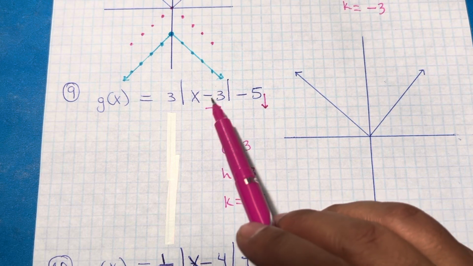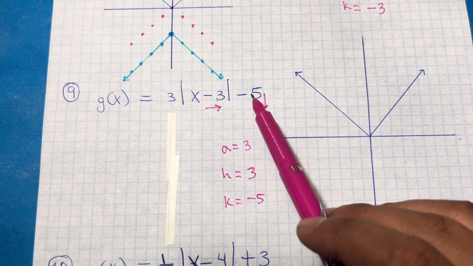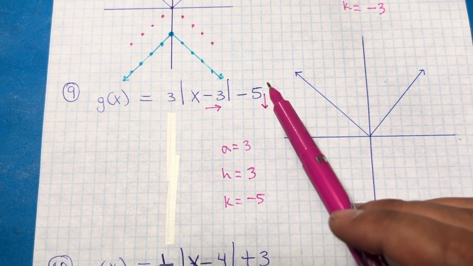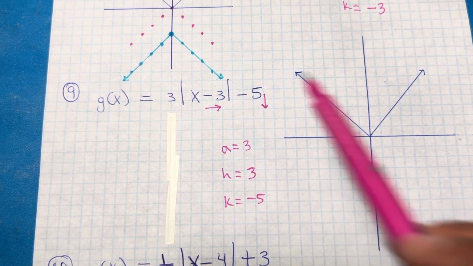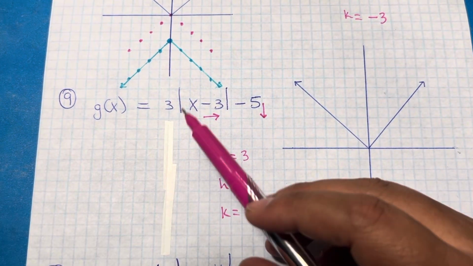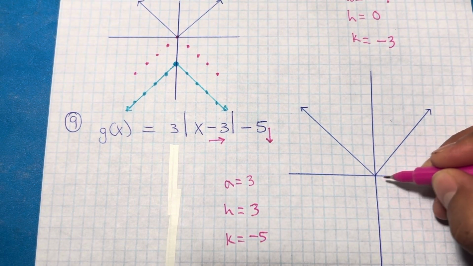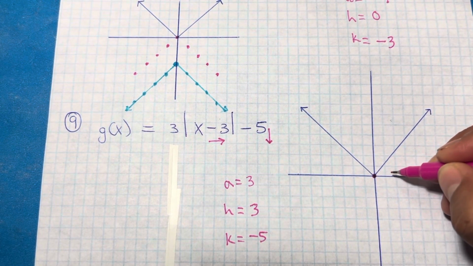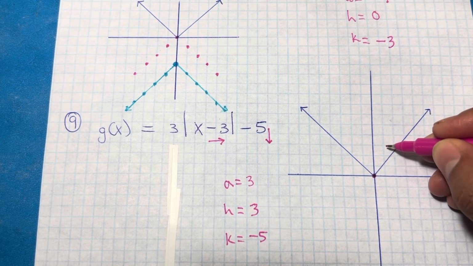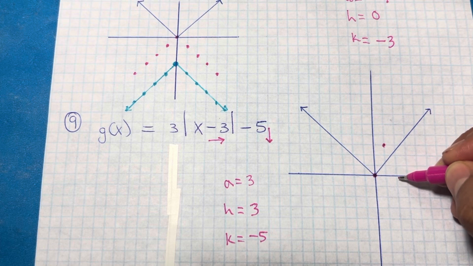Inside is related to x, and it goes opposite of the sign. Outside is related to y, and it follows the sign. It goes up if it's positive or down if it's negative. And this is a vertical stretch. Again, I recommend doing the stretch first, which is times 3. We're multiplying. 0 times 3 is 0. 1 times 3 is 3. 1, 2, 3. 2 times 3 is 6.